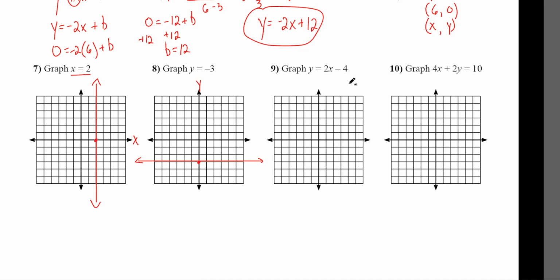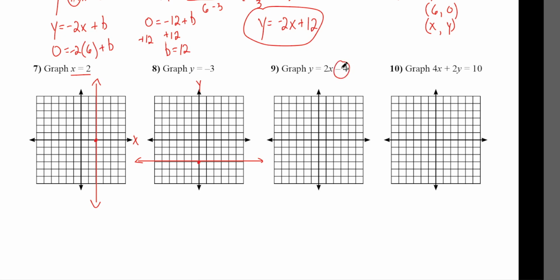Okay, this one. I didn't take a tally of how many people got what right, but I think a lot more people got this right than got those two, which was good, but I think those two are easier than this one. But anyway, at least you're getting this part of it.